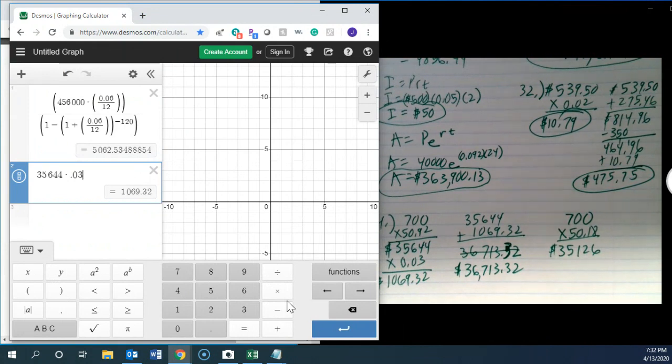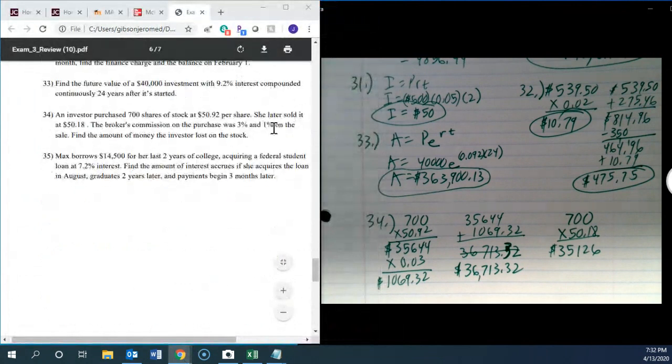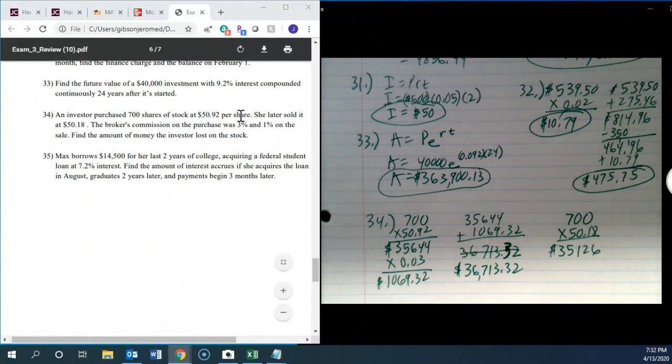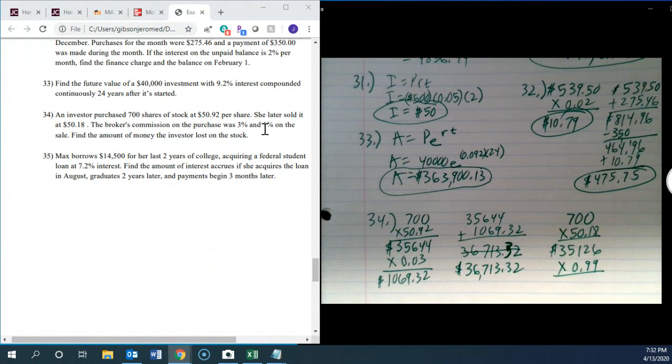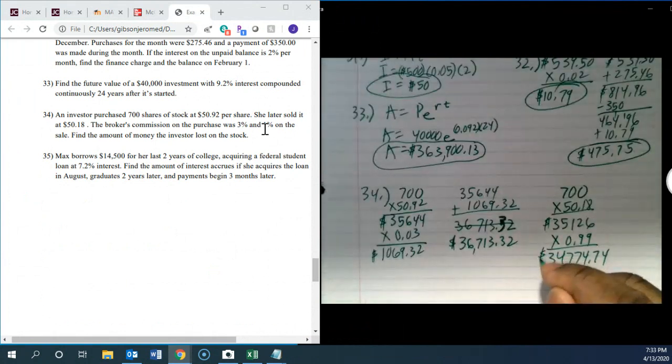Remember, it said in the directions that she also had to pay 1% on the sale. So this was the sale. This would be 100% of the sale. But if she has to pay 1% on the sale, that means that she only kept 99%. She didn't keep the full sale. So we multiply this by 0.99. This would be $34,774.74. So this is how much money she had left after she sold it.